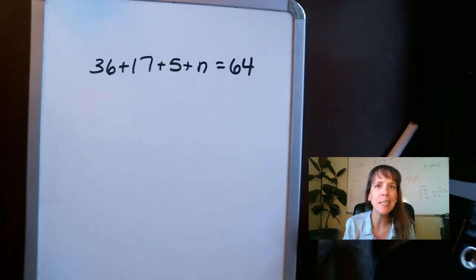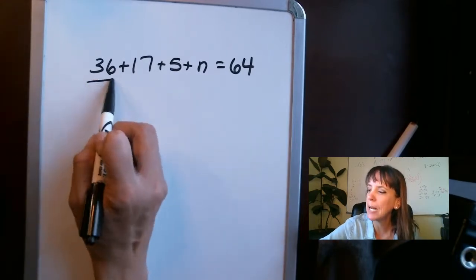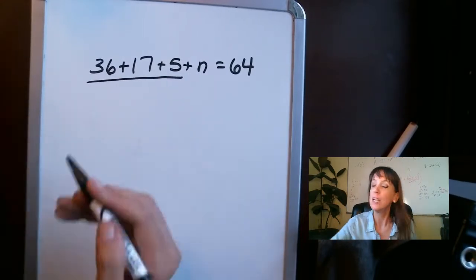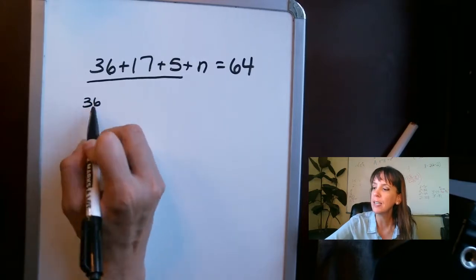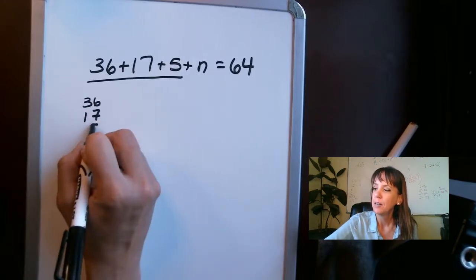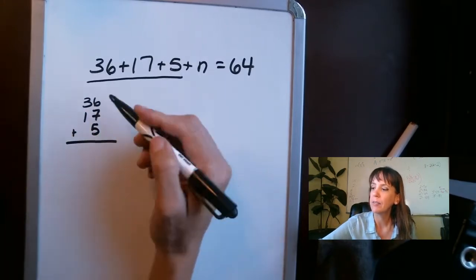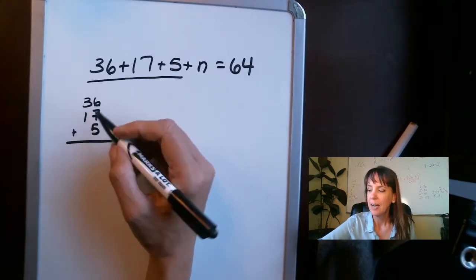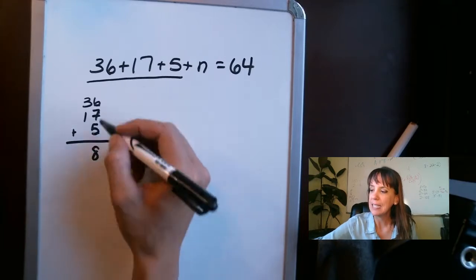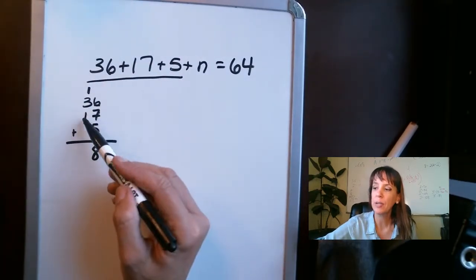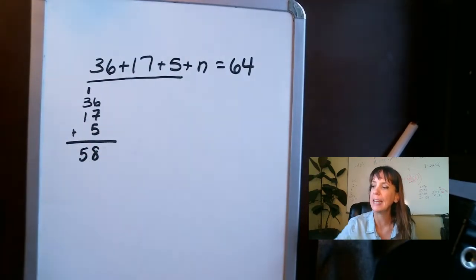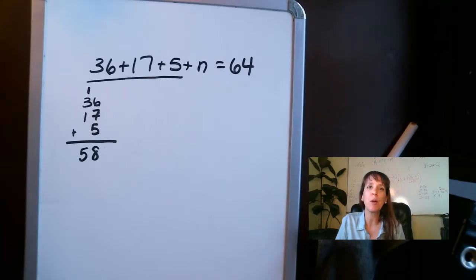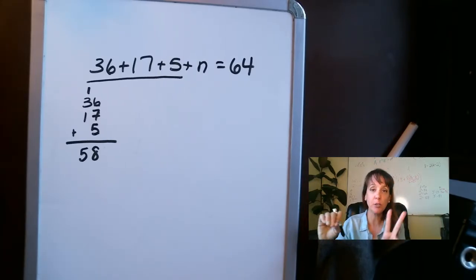First things first, let's make our life easier. We're going to combine all those things here. So let's go ahead and do that. 36 plus 17 plus 5. 7 and 7 is 14, so 7 and 6 is 13. Plus 5 is 18. Carry the 1, 3, 4, 5. We have 58.